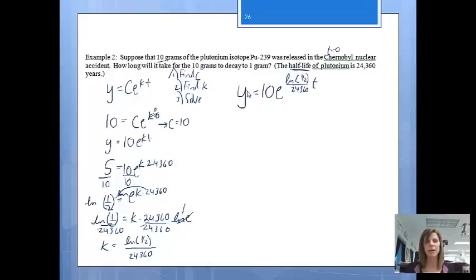All right, so we've now got a formula. The reason that we got the formula was so that we can now answer the question. It says, how long will it take for the 10 grams to decay to 1 gram? So I want to know, how long is it going to take the 10 to now become 1?